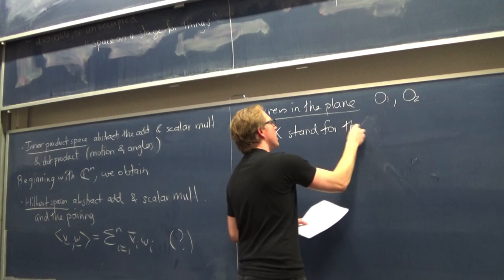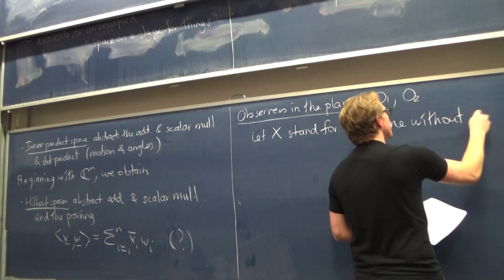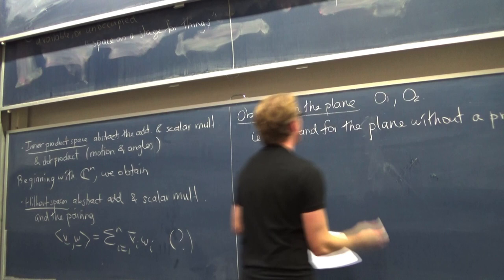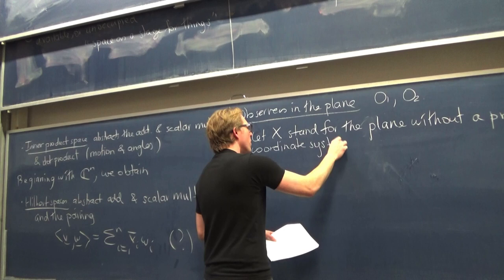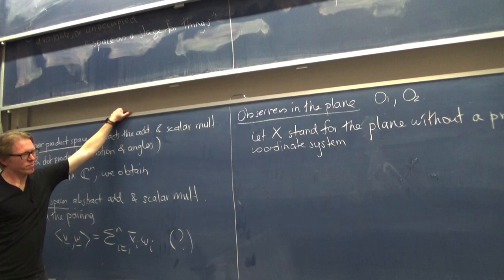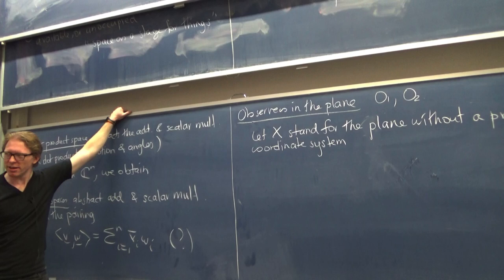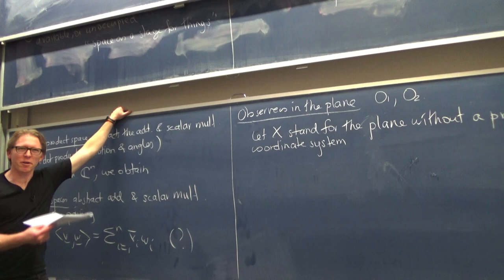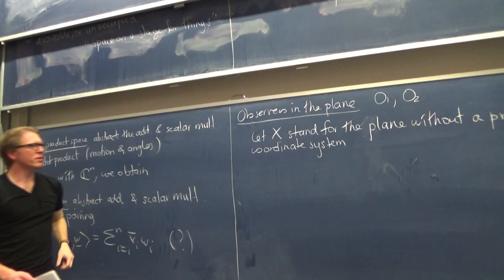So we're going to use X to stand for the plane without a pre-existing coordinate system. I'm not describing that as a set, so this is a bit vague. What X exactly stands for is not being made perfectly clear here. Conceptually, it's clear, and I'm going to delay making precise sense of what I mean by the words without a pre-existing coordinate system for a moment. So let's just proceed. We can imagine two observers situated at the same point in the plane.